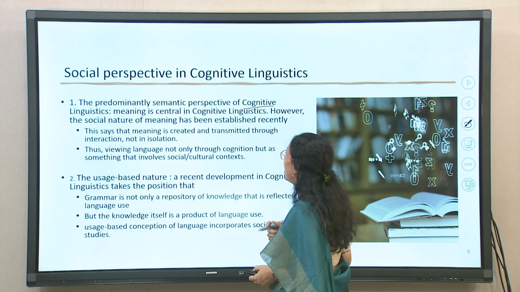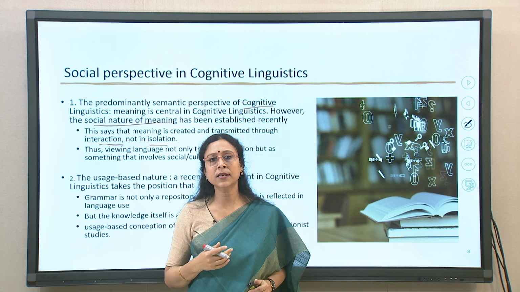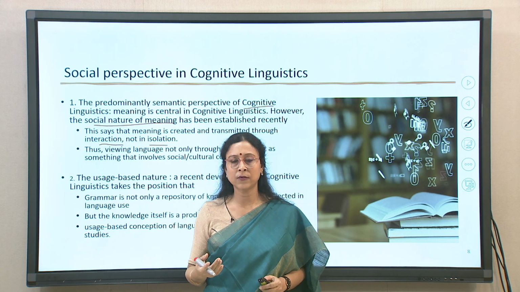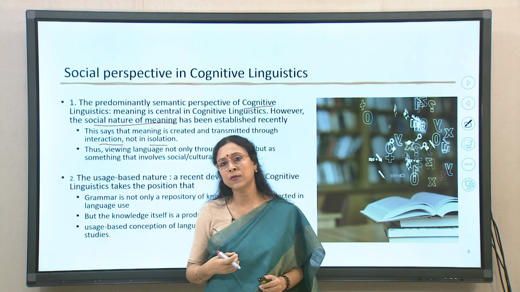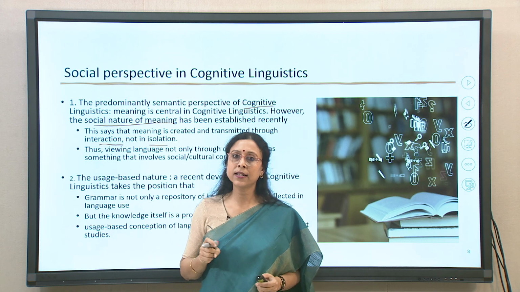And then the social nature of meaning has not been very popular, it has been established only recently. Now, this says that meaning is created and transmitted through interaction and not in isolation. Initially the idea was that meaning is already there: what is the meaning of life, what is the meaning of being happy, what is the meaning of being sad, the meaning is already there.